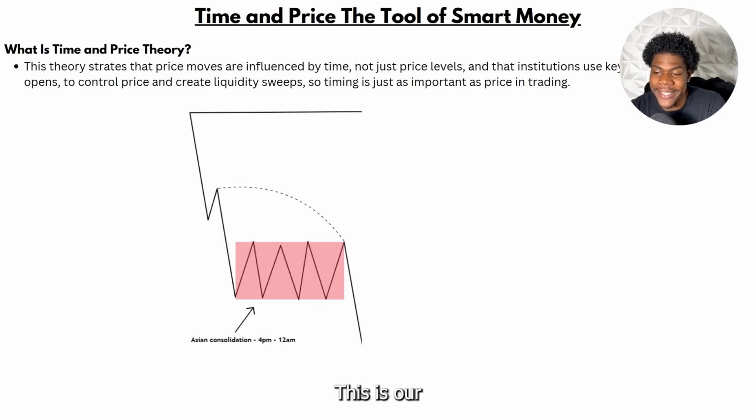As you can see right here, this is our Asian consolidation session between 4 p.m. to 12 a.m. EST. We can see that price is giving us lower highs and lower lows. During the Asian consolidation session, this is where price will give us our consolidation. Price will build this range where liquidity will be above and below this old range right here.